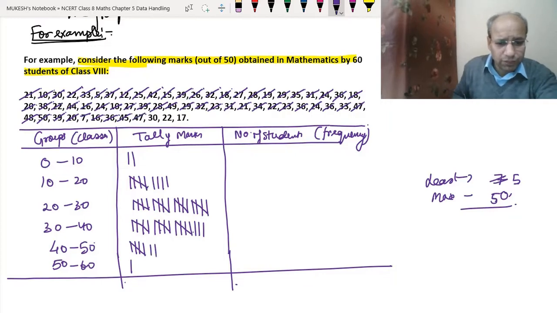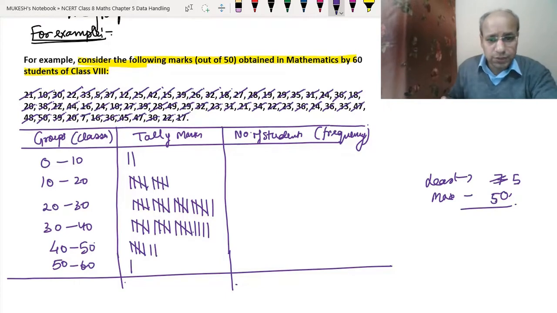47 will come between 40 and 50. 30 will come between 30 and 40. It will come here. 30 will come here. 22 will come between 20 and 30. And 17 will come between 10 and 20. I hope this is clear to you.